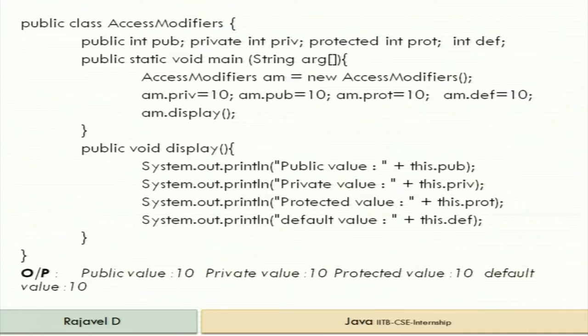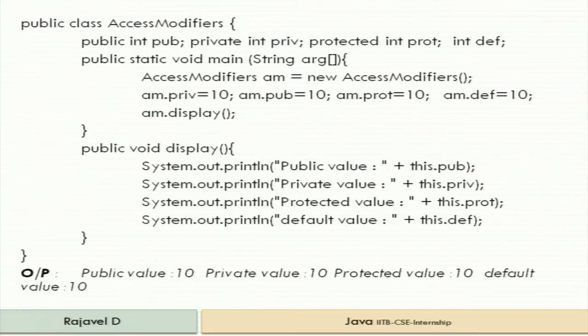This is an example of an access modifier class. It shows what values will be fetched when you call each and every modifier. Okay, you can try it out later. So what is this? There is something called this.pub, this.private, this.protected. What is this? This is the reference to the object which is actually there now. This instance, whichever is available, we call this.